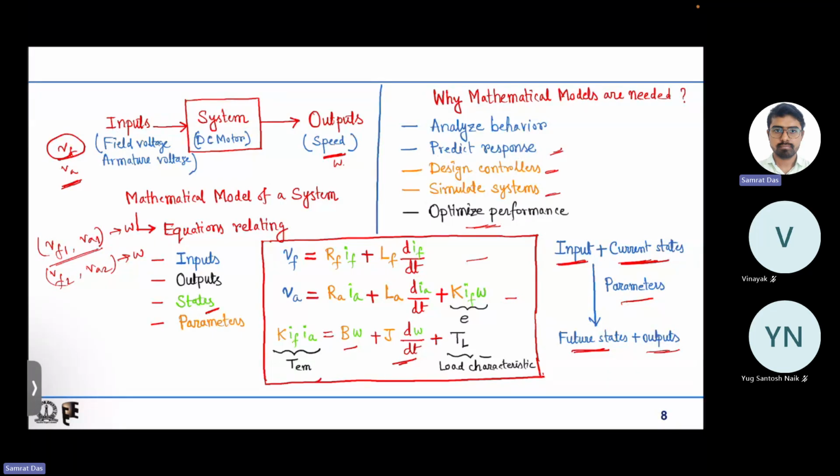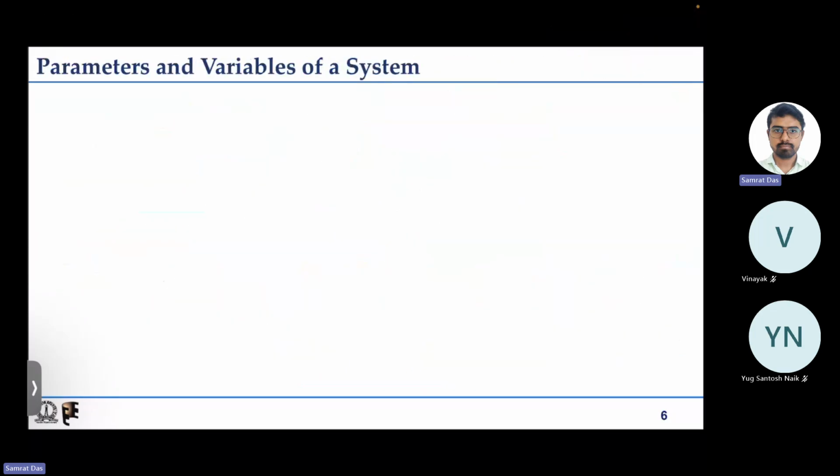That is the definition of the state variables. So state variables are typically those quantities whose differentiation is being carried out in the differential equations. Like in this case, if there is a d/dt time differentiation happening of if, so if is a state, ia is also a state, and omega is too. So these are the three states for this system of DC motor.